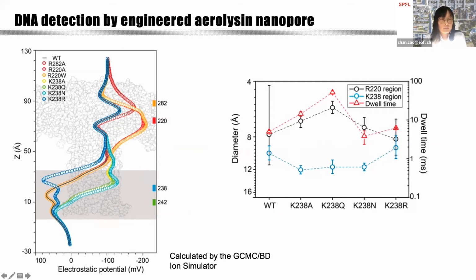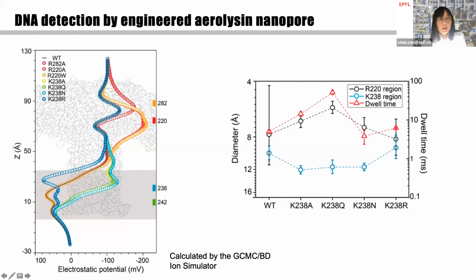Why can it not capture DNA? Because instead of a driving force, it gives an opposite direction electric field. So it basically repels all of your molecules. That's why we didn't get a signal.